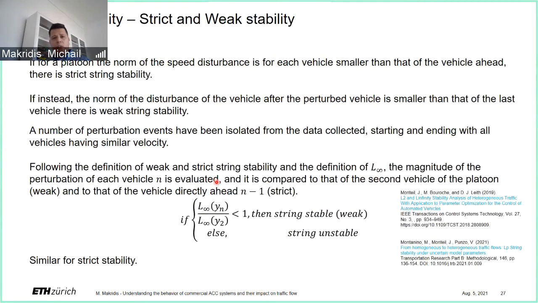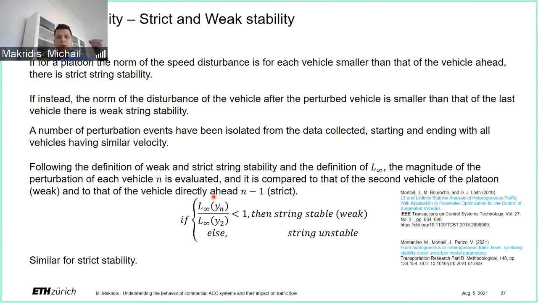Then, in order to study the stability, we have two types of stability, strict stability and weak stability. Strict stability is when we look at a pair of vehicles where you have a follower and a leader, and you focus on two sequential vehicles. Weak stability is when you focus on the first and the last vehicle in the platoon. So in the end, you don't care a lot about the dynamics inside the platoon, but you see what gets in and what comes out.